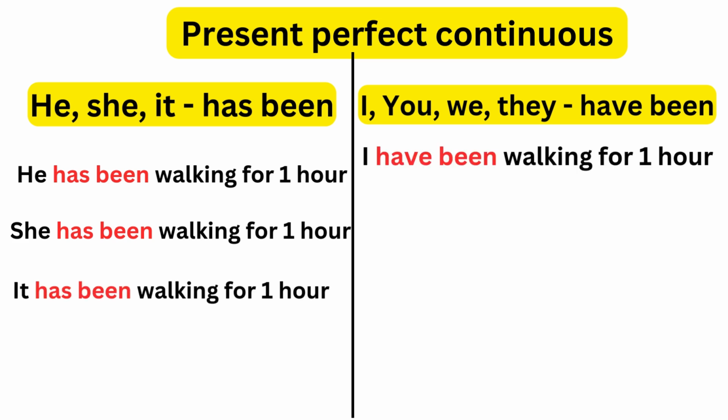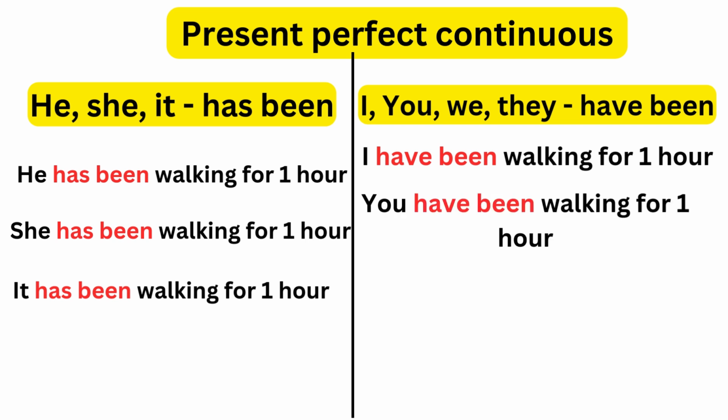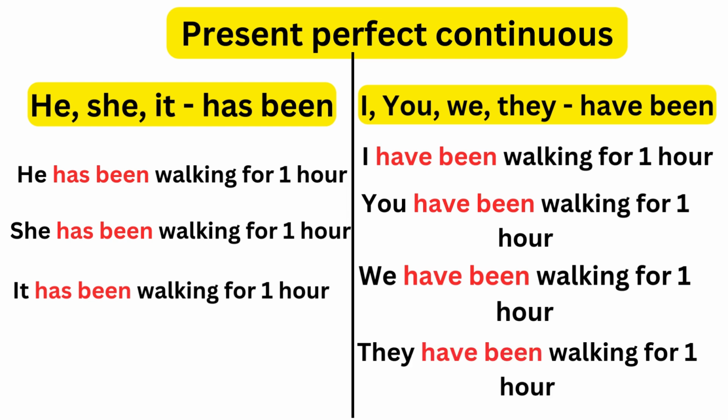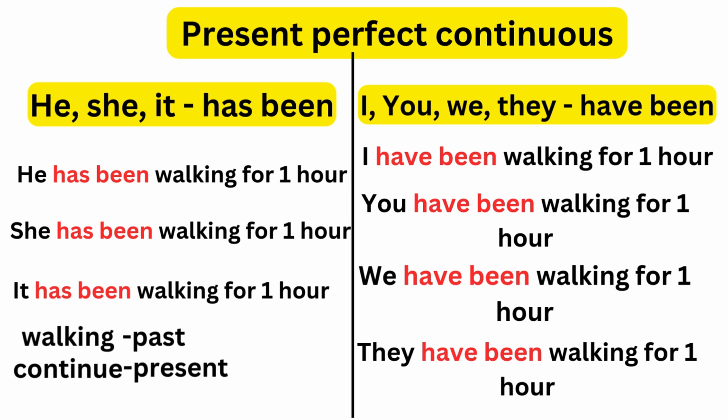I have been walking for 1 hour. You have been walking for 1 hour. We have been walking for 1 hour. They have been walking for 1 hour. Here, the action of walking started in the past and is still continuing in the present with the duration mentioned as 1 hour. This means he started walking 1 hour ago and he is still walking now.